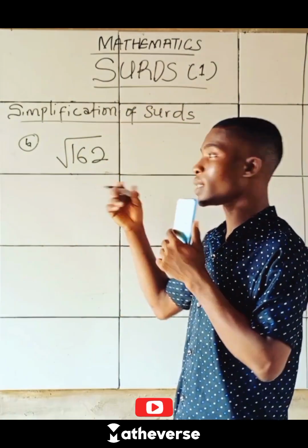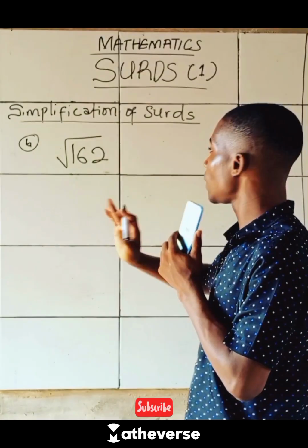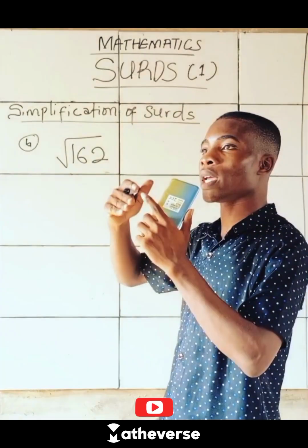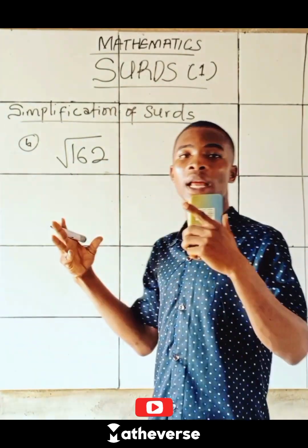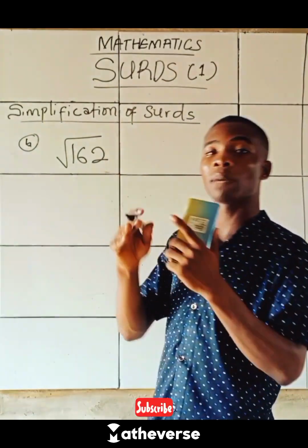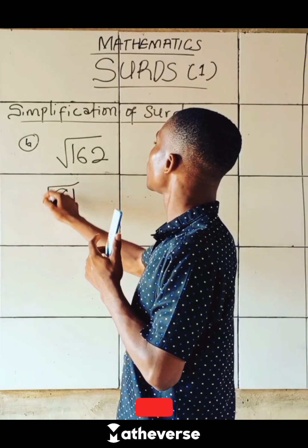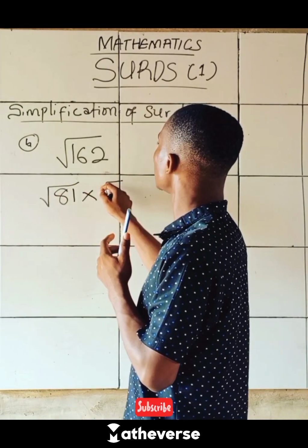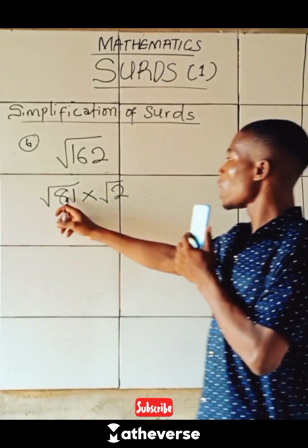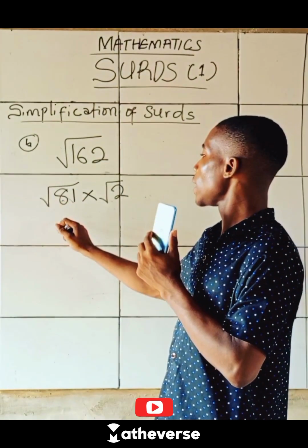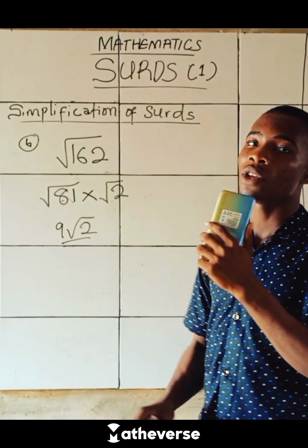Okay, let's look at another example. They said we should simplify this surd, root 162. Let's do that. It's very easy. Now let's look for a perfect square and another number. The two numbers you're going to get will be factors of 162, that when you multiply them together give us 162. One of them must be a perfect square, and we know that the one that will go will be 81. So we have root 81 times root 2. 81 times 2 will give us 162. Now the square root of 81 will be what? 9. So we have 9 root 2. This is the simplest form of this one. You see, it's very easy.